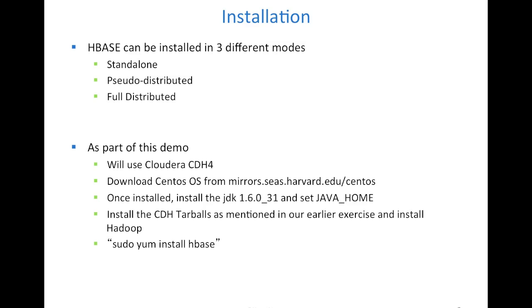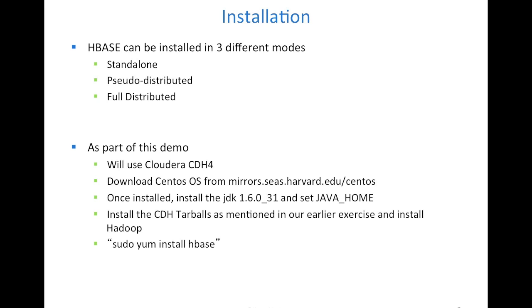So, just a quick review. To get started, you need to have Hadoop installed. You can download it from Cloudera CDH4. You can download the CentOS OS from mirrors.sees.harvard.edu/CentOS. You need to install JDK 1.6.0_31 and set the Java home. Then you need to install the CDH tarballs as mentioned in our earlier exercise and install Hadoop.